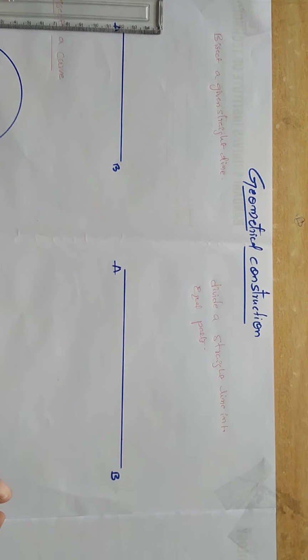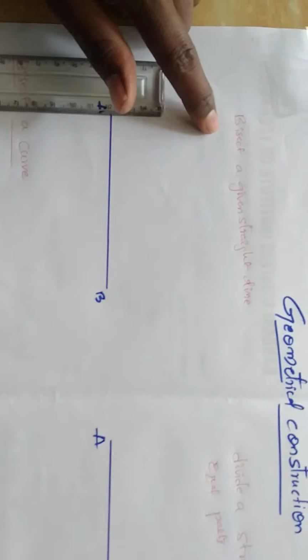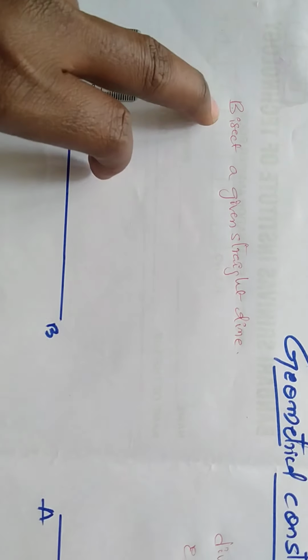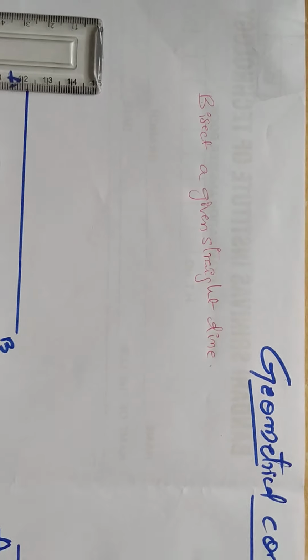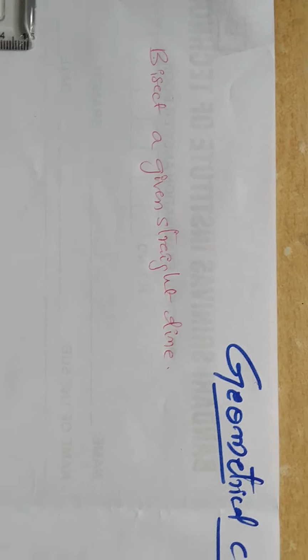Geometrical constructions. First question: bisect a given straight line. Bisect means you have to divide it into two equal parts.